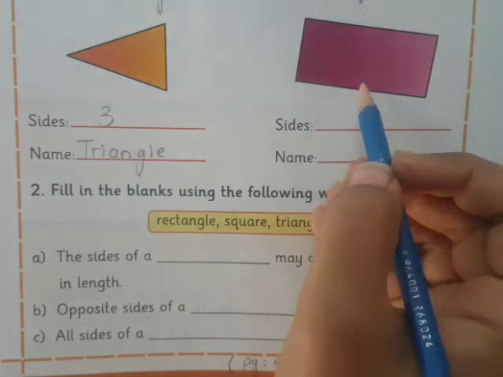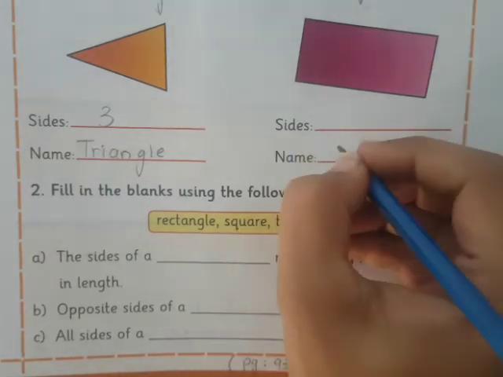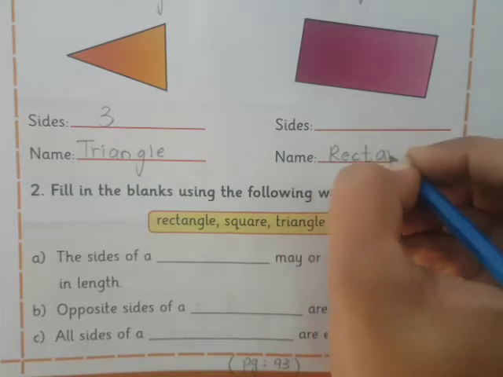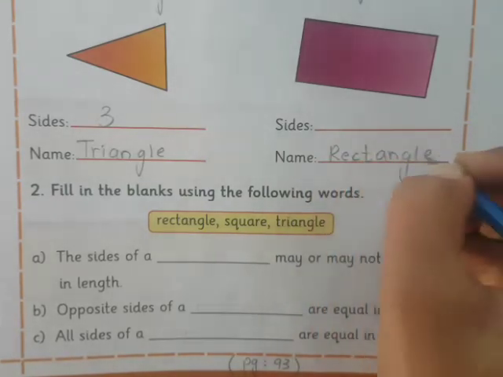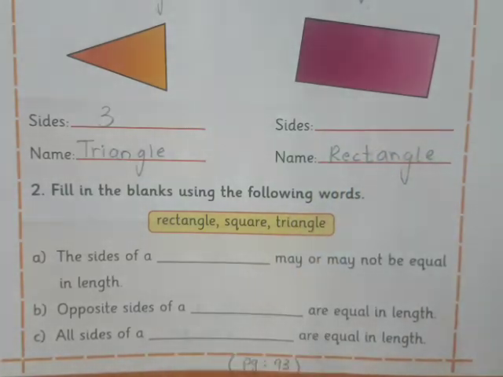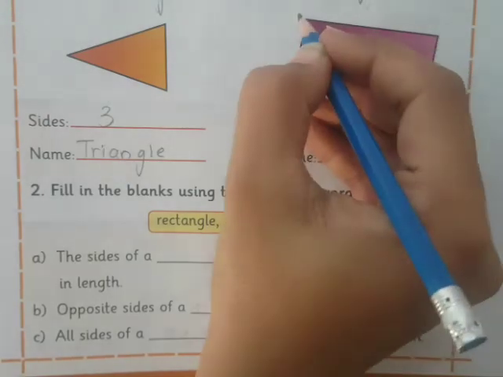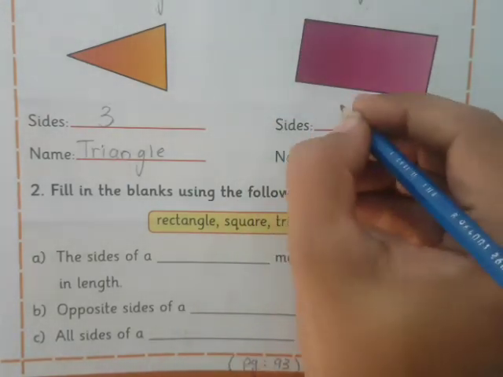It's a rectangle. R-E-C-T-A-N-G-L-E, rectangle. And how many sides does it have? 1, 2, 3, 4. It has 4 sides.